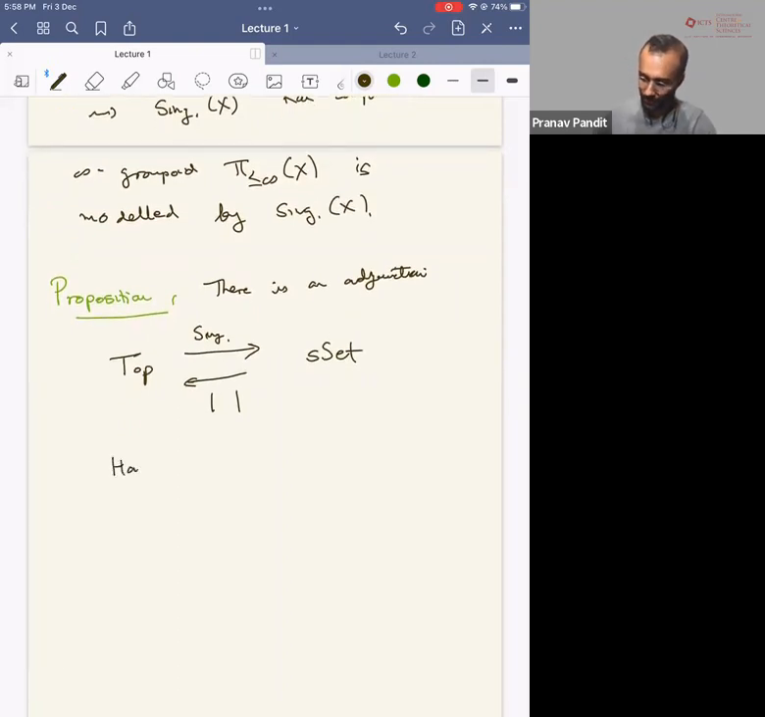So Hom from the geometric realization of some simplicial set X• to some topological space Y is equivalent to Hom from X• to Sing Y, okay?